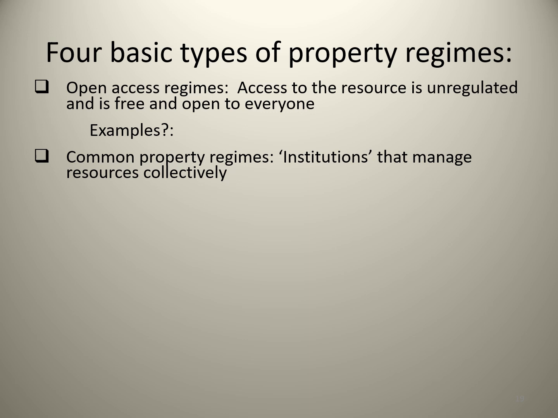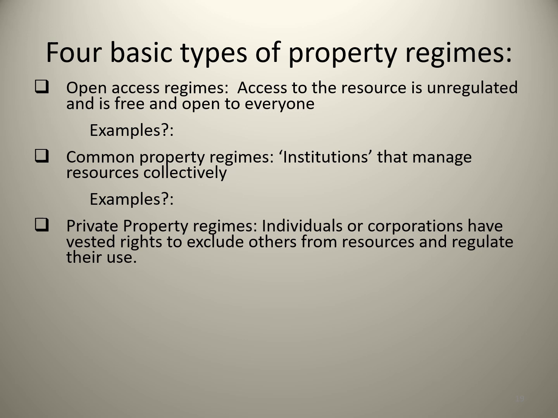Okay, two other types. There's also private property regimes. We're familiar with this one. This is when individuals or corporations have vested rights to exclude others from using the resources. They get to regulate who gets to use it and who doesn't. Good examples of private property regimes: logging companies, mining companies that buy up the rights to certain tracts of land or the resource, and then it's theirs to use and exploit however they see fit.